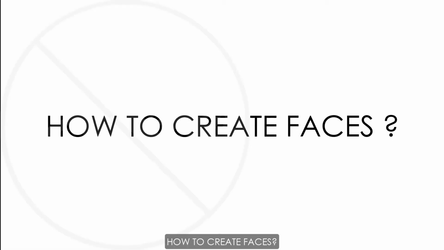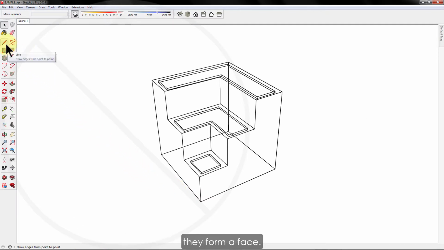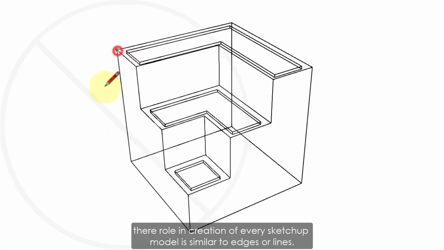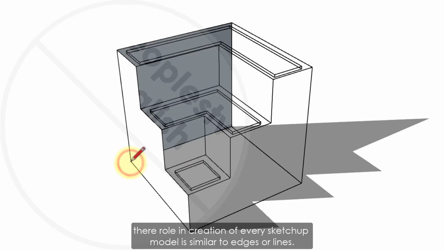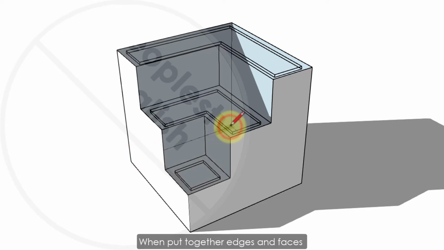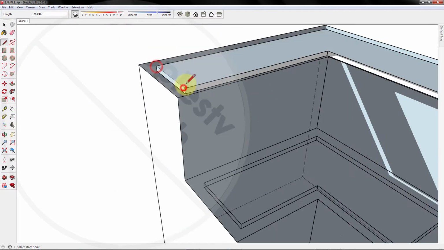How to create faces? When you join several lines into a shape, they form a face. By default, faces are plain, but the important part is their role in the creation of every SketchUp model, which is similar to edges or lines. When put together, edges and faces enable every SketchUp model ever made to exist.